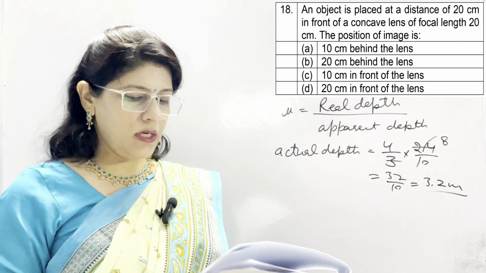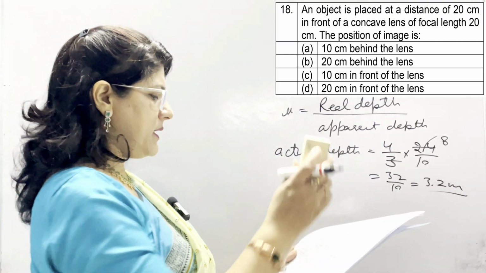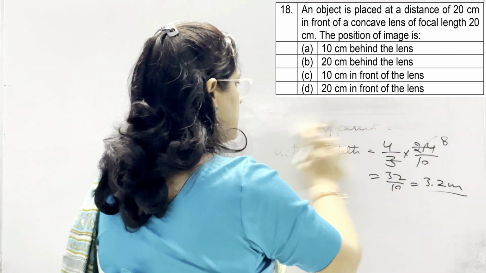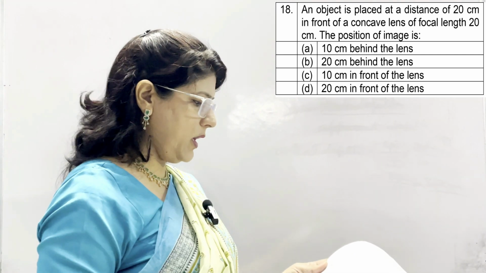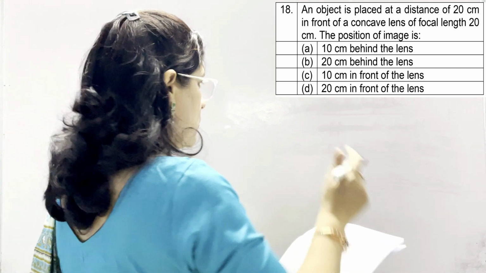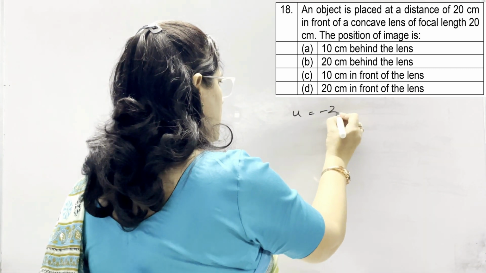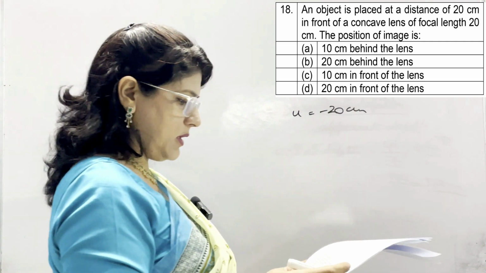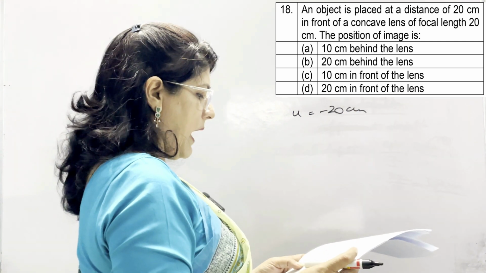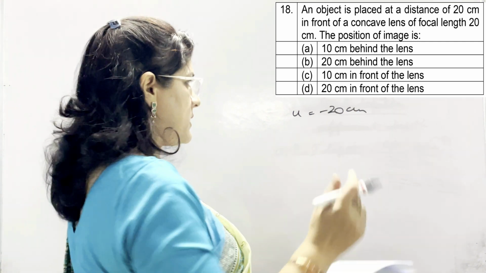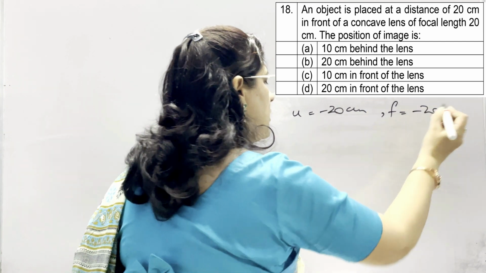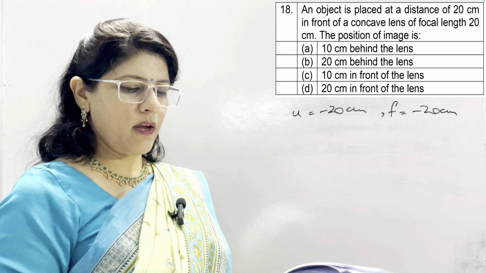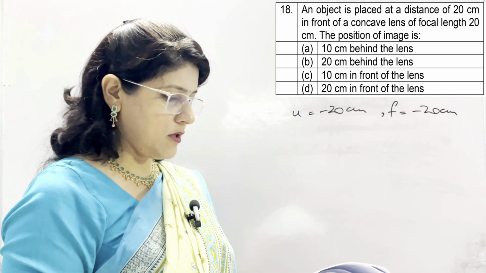In question number 18, an object is placed at a distance of 20 centimeter in front of a concave lens of focal length 20 centimeter. So U is given as minus 20 centimeter. It is in front of the lens. And concave lens of focal length 20 centimeter. It means focal length is also minus 20 centimeter, because we know in the case of concave lens focal length is always negative.